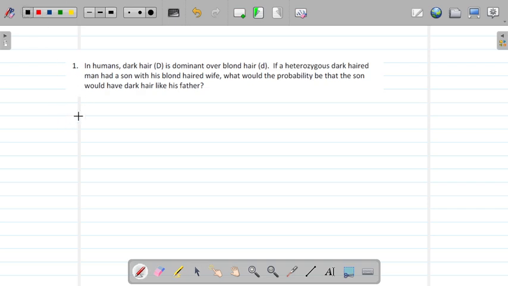Now this is more realistic. In humans, dark hair, which is represented by capital letter D, is dominant over blonde hair. So already when we see that, it means capital letter D is dominant and it represents dark hair. And then small letter d is recessive, and it represents blonde hair, by color.